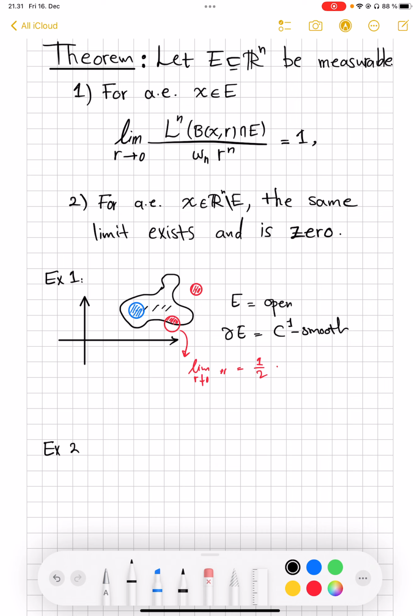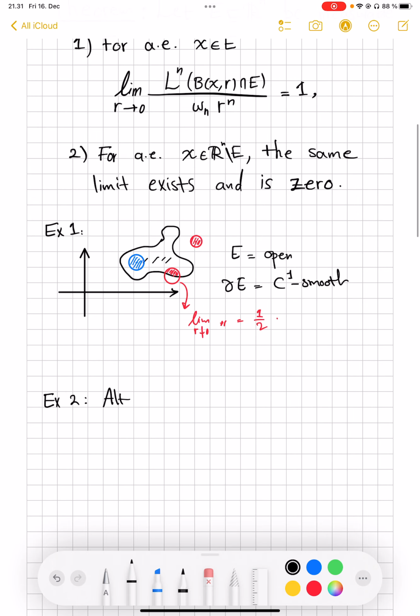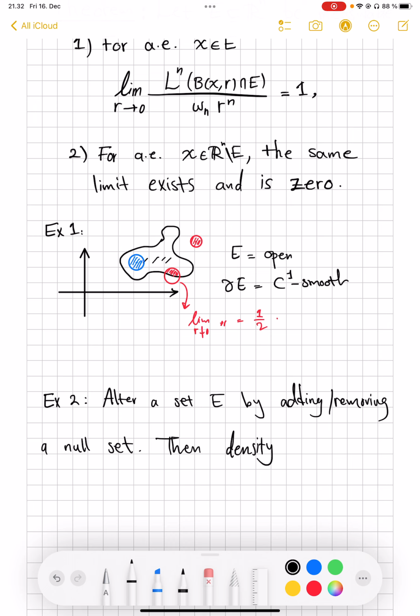Example 2: alter a set E by adding or removing a null set. Then the density, whether it exists or not first, and the exact value of it, does not change anywhere. This is because in the numerator you are talking about the Lebesgue measure of something, and if you alter any set by a null set, the Lebesgue measure does not change. So that quantity doesn't change. Therefore, whether the limit exists doesn't change, and when it exists, the value of that limit also does not change.